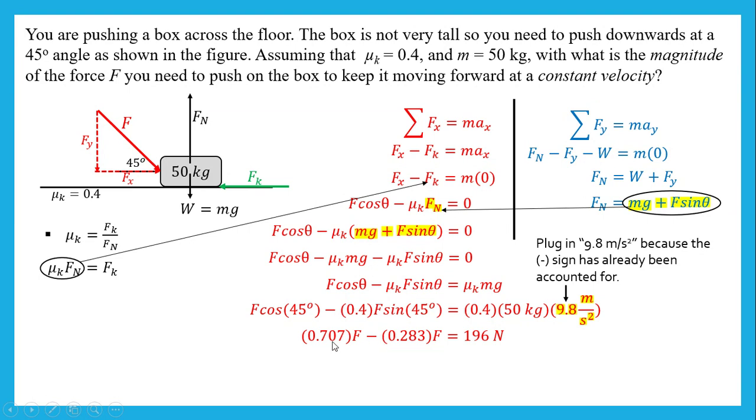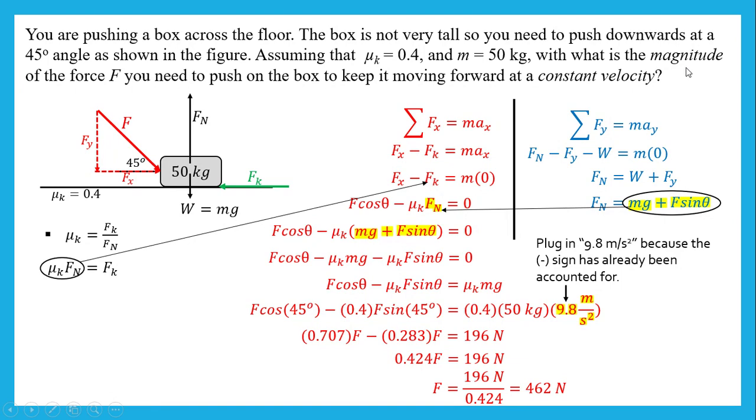Well, you notice here you have like terms, 0.707F minus 0.283F. So here we can just subtract the terms, and therefore if you subtract 0.707 by 0.283, you should get a difference of 0.424F. To solve for F, we divide both sides by 0.424, which I will do here, and therefore if you simplify that on your calculator, you should get an answer of about 462 newtons.